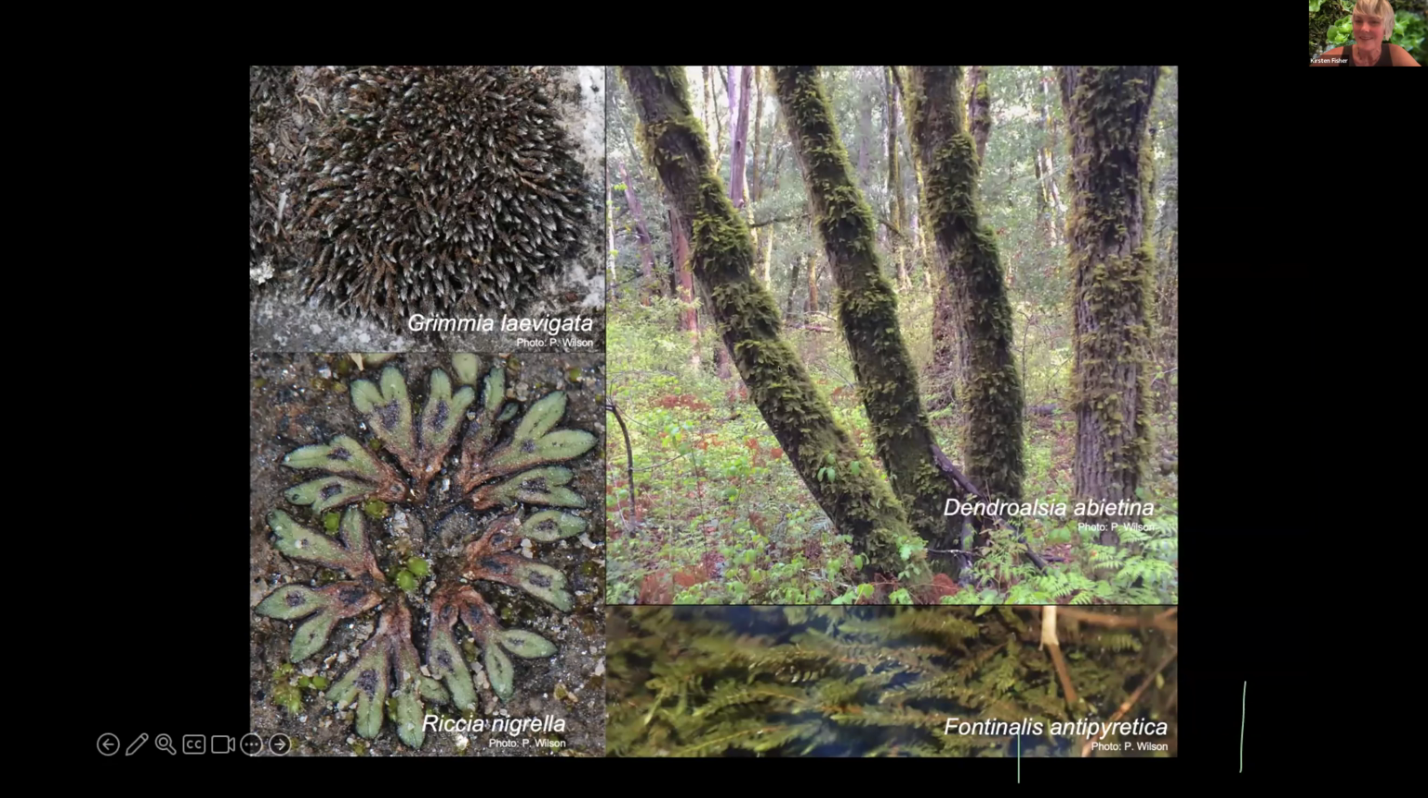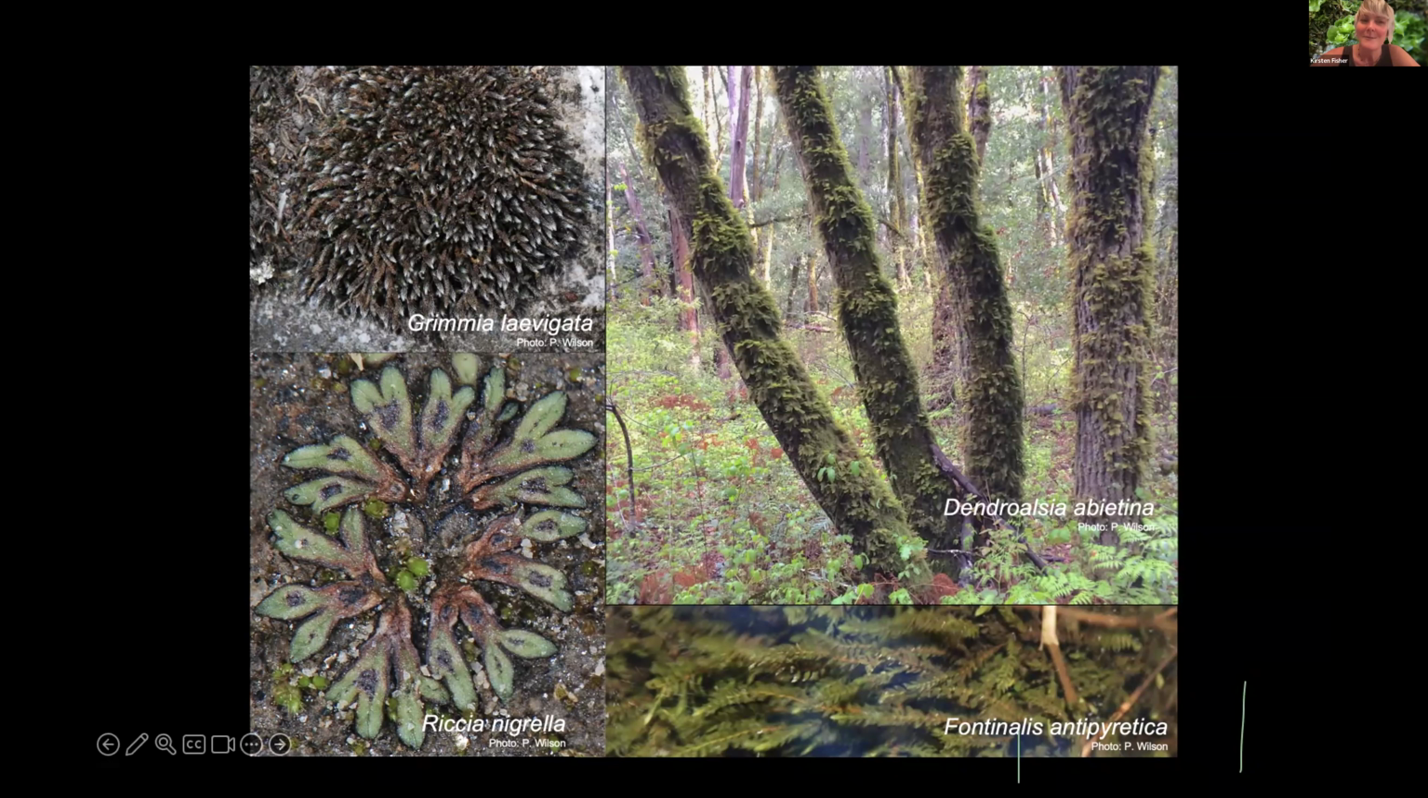It used to be found, Dendroalsia, there are records of it from down here as far as the San Gabriels, in the San Dimas Experimental Forest, that kind of area up into Pasadena, but I haven't been able to find it. I don't think it exists down this far south anymore. Again, it could be a climate change thing. It might be too warm for it now.